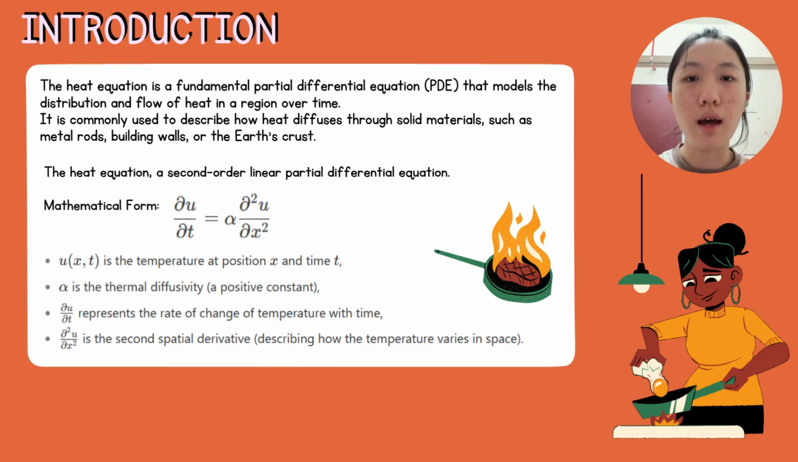The heat equation, a second-order linear partial differential equation, in mathematical form is ∂u/∂t, which represents the rate of change of temperature with time, equals alpha, which is the thermal diffusivity, a positive constant, multiplied by ∂²u/∂x², the second partial derivative, which describes how the temperature varies in space. u(x,t) is the temperature at position x and time t.